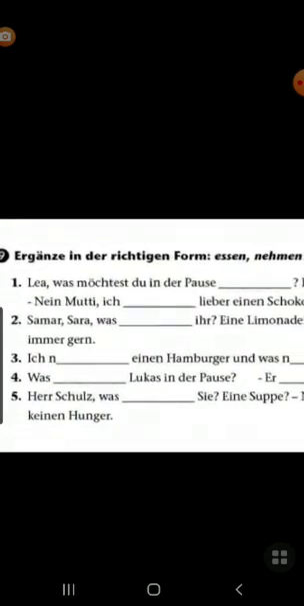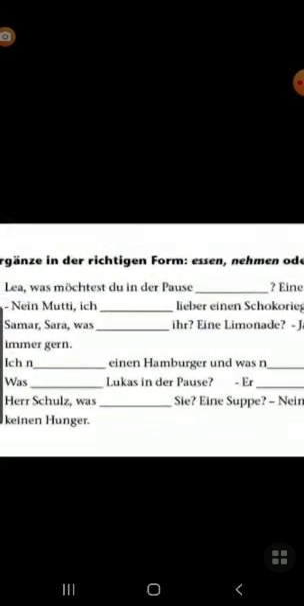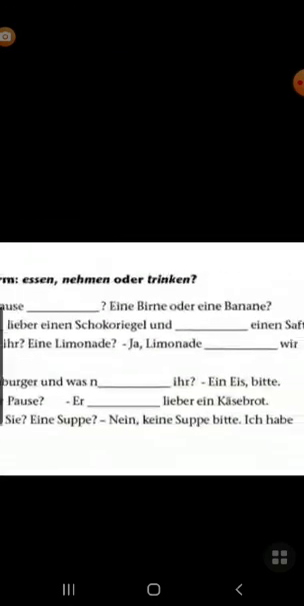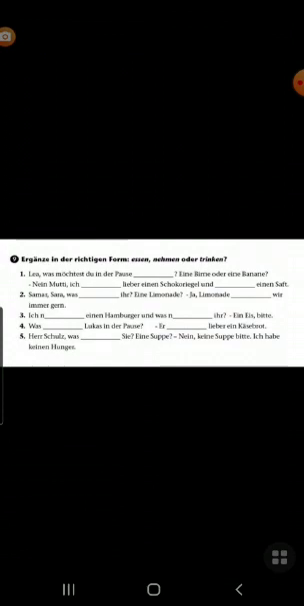Nein, Mutti, ich dash lieber einen Schokoriegel. No, mother, I would rather love to eat a chocolate bar. So, esse. Und dash einen Saft. Saft means juice. So she is saying, I will rather eat a chocolate bar and drink a juice. So here it will be trinke. So in the same way, now you can do the exercise.